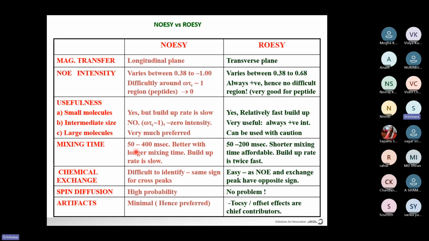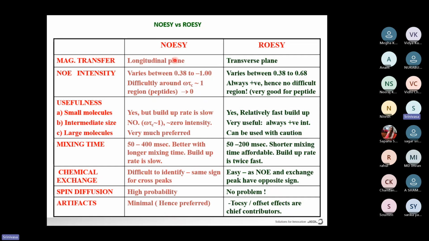Regarding mixing time, in the NOESY case it depends on the relaxation of the molecule. For small molecules, it goes to 800 milliseconds or maybe 1 second or 2 seconds, again depending on T1. For bigger molecules like proteins or big polymers, the mixing time may be less than 300 milliseconds. And for ROESY, there is a fixed one. You cannot vary it too much. You can vary from 50 to around 300 milliseconds only, not more than that.